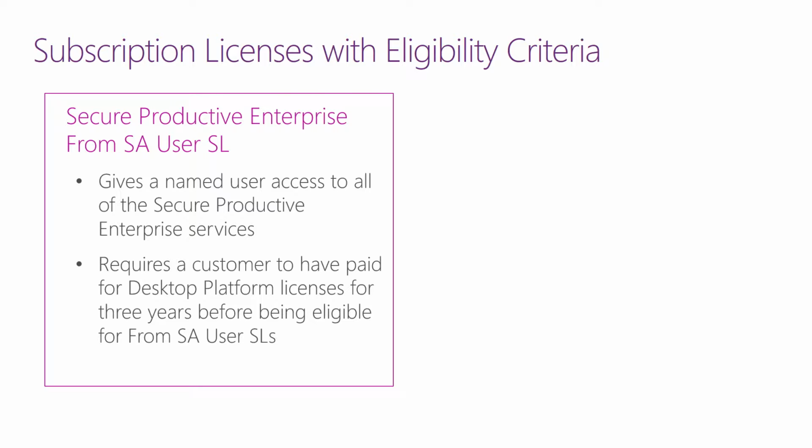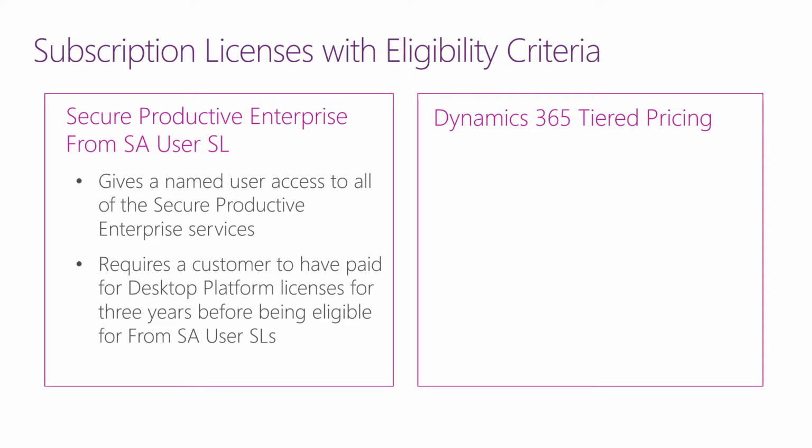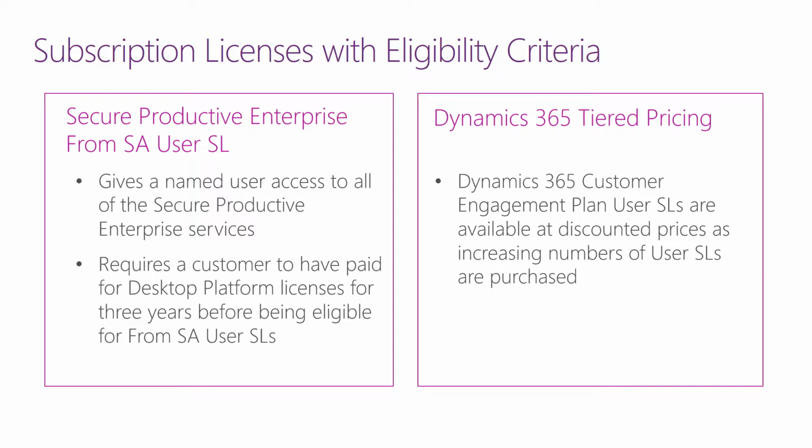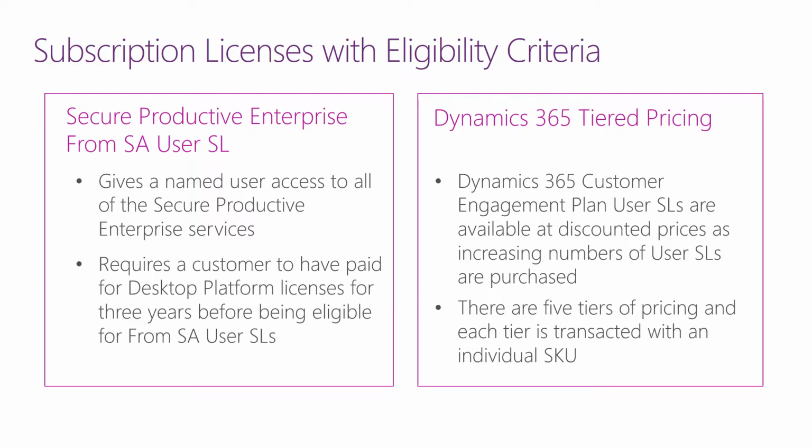The next example is around the tiered pricing for Dynamics 365. Now, tiered pricing means that the more licenses you buy, the cheaper the price. And this tiered pricing is available for the Customer Engagement Plan USLs. There are 5 tiers of pricing, and each tier is transacted with an individual SKU appropriate for the number of USLs that are being acquired.